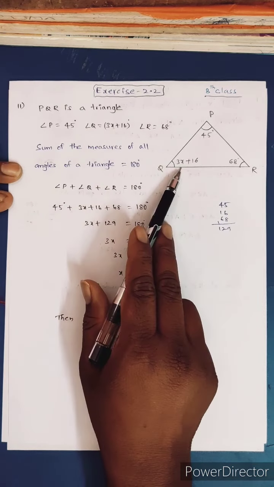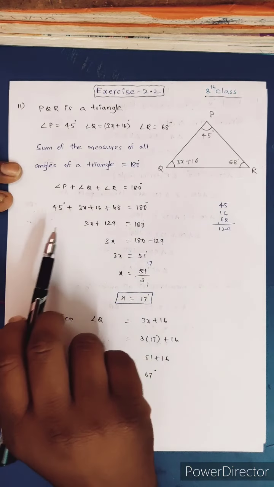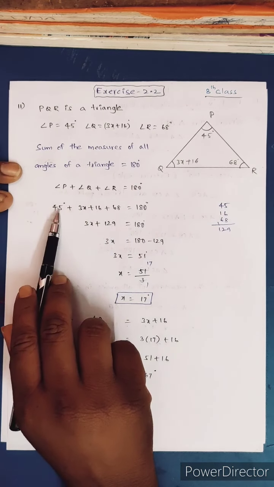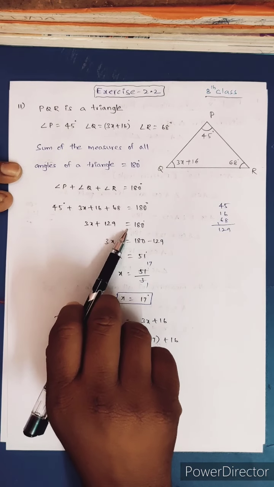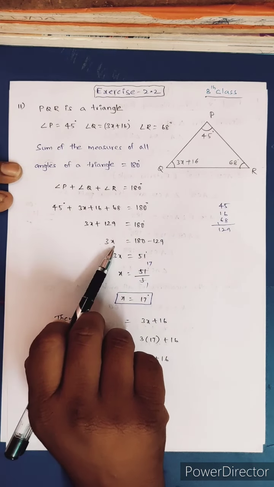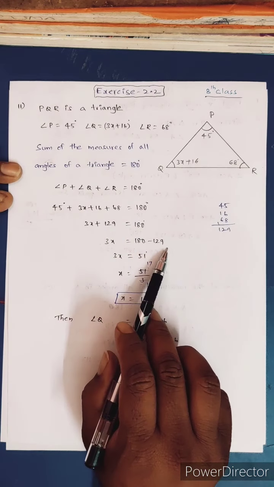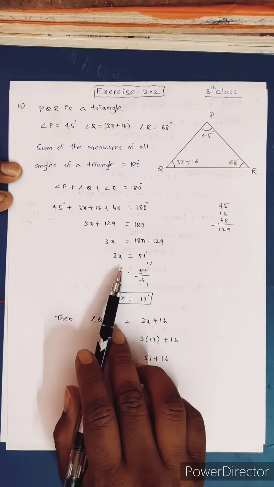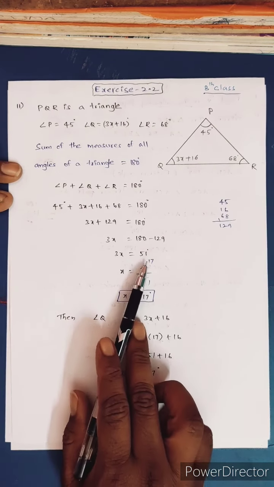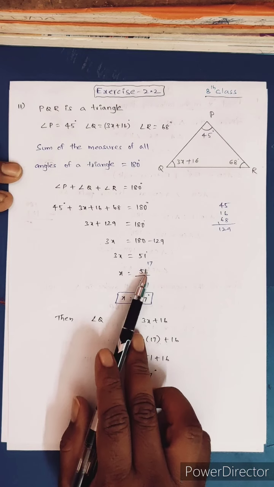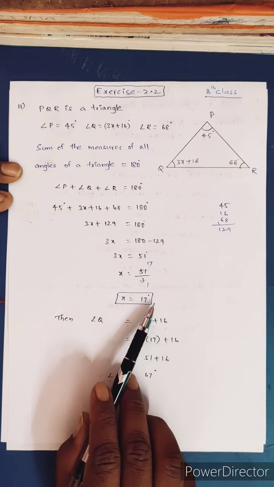Angle P plus angle Q plus angle R is equal to 180 degrees. 45 plus 3x plus 16 plus 68 is equal to 180 degrees. Here the constant numbers 45, 16, 68 sum to 129. 3x plus 129 is equal to 180. Sending the 129 to the other side, 180 minus 129 gives 51. 3x is equal to 51. x is equal to 51 by 3. 3 ones are 3, 2 remaining, 21. 3 sevens are 21. So the value of x is equal to 17 degrees.